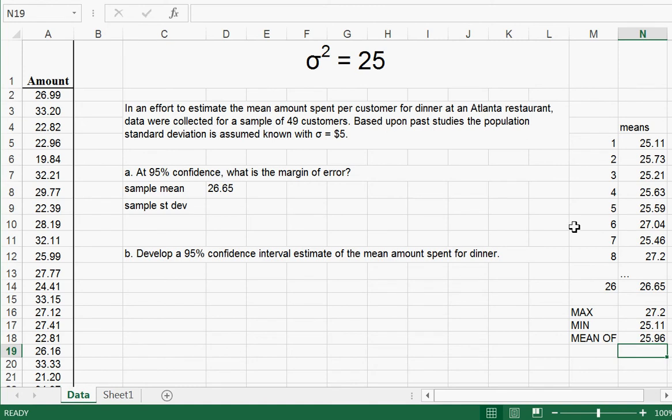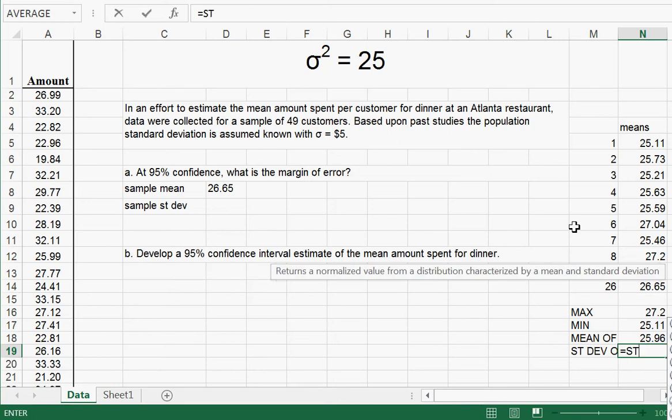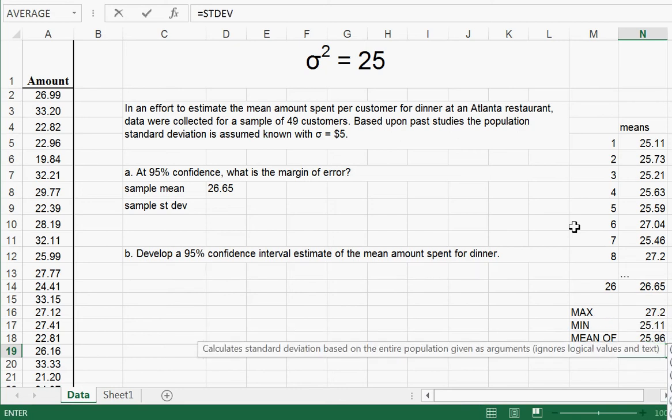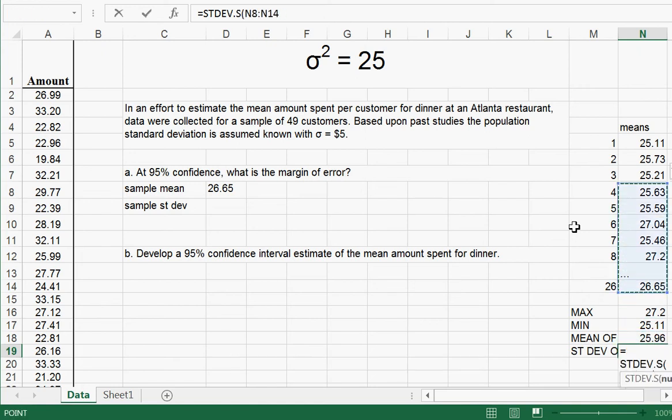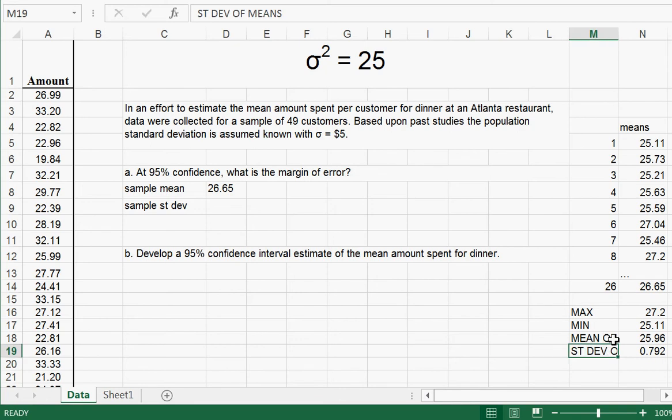What about the standard deviation of the means? I'm just going to use S. Okay. Standard deviation of the means. Okay. So our max is 27.2, our minimum is 25.11. The mean of the means is basically 26. What do you guys think?